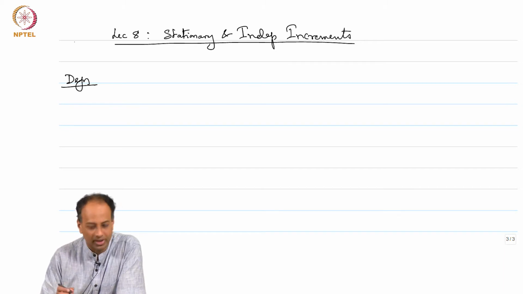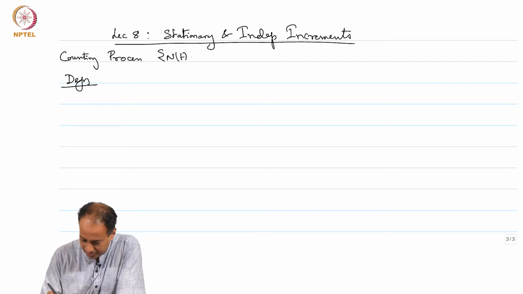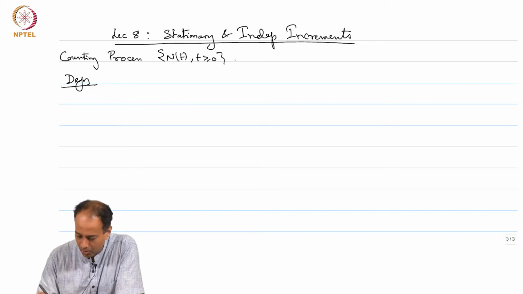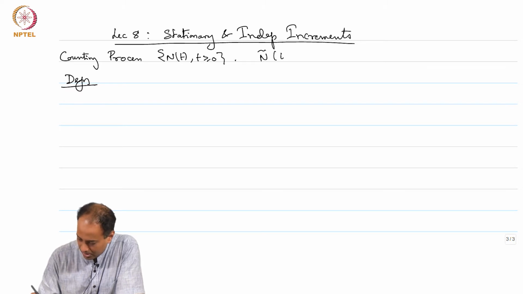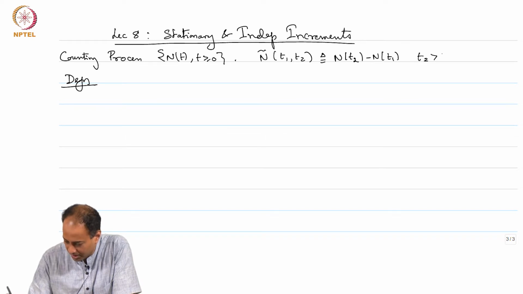So, N(t) we know, right. N(t) is a counting process, the counting process N(t) is given. Now, I want to call Ñ(T1, T2) as N(T2) minus N(T1) for T2 greater than T1. Okay.